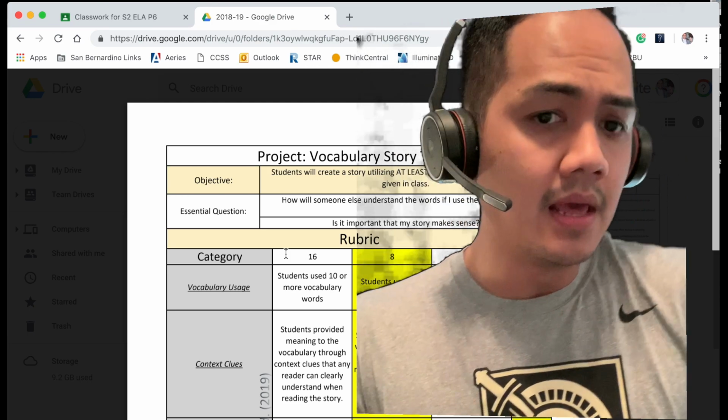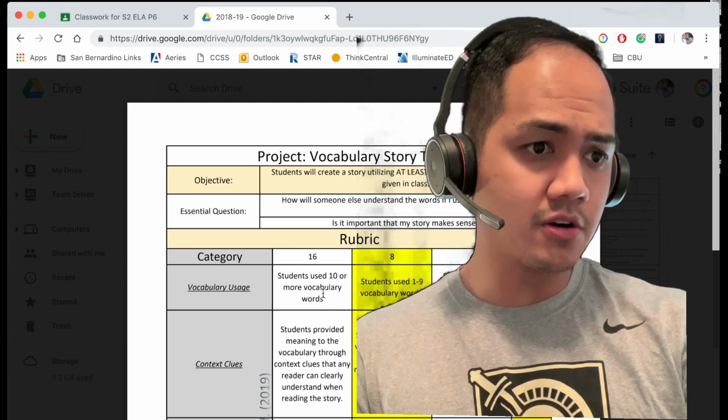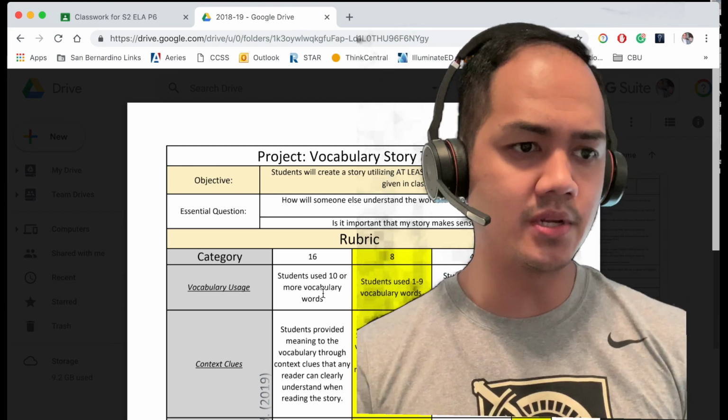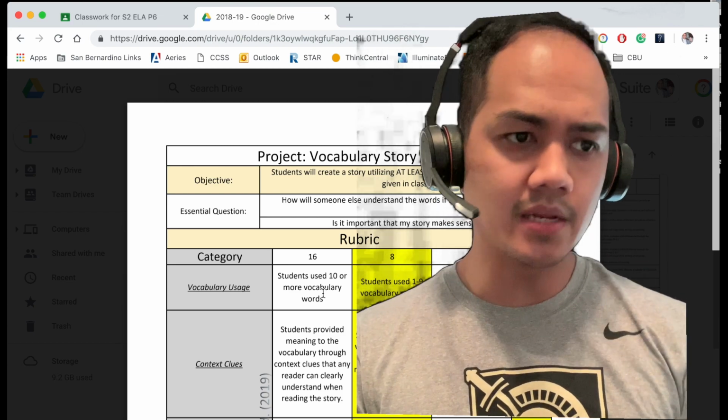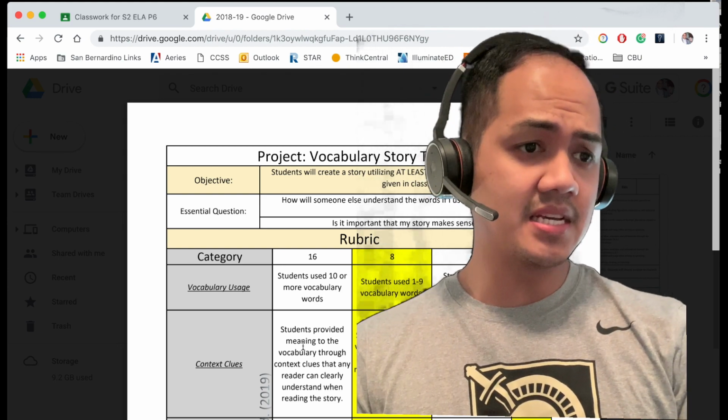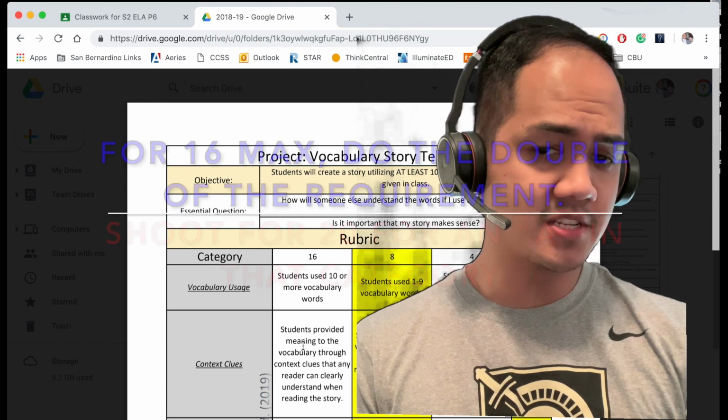What you're going to do is measure up your story to any of these things. I've got 6 categories for you. For each column, you want to get 16 points. You want to get in that 16-point column. You don't want to get the 8 points or the 4 points, because that just means you're missing stuff. If I go over this, it says vocabulary usage for 16 points.